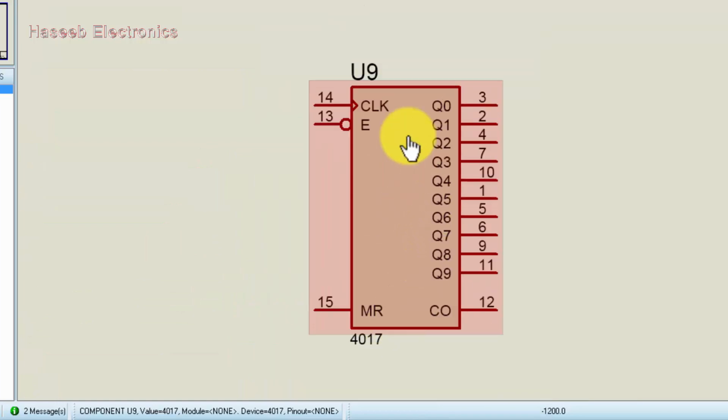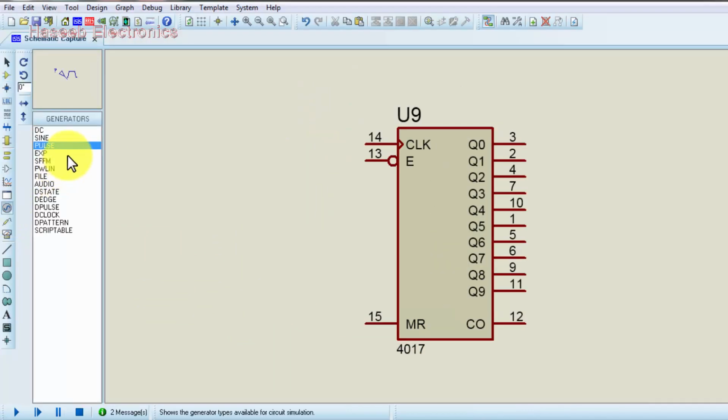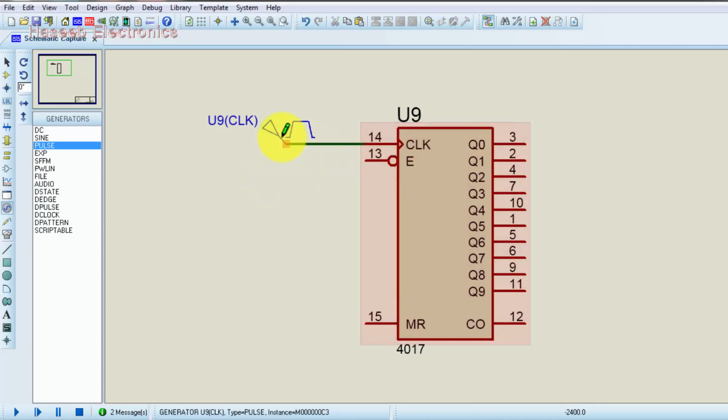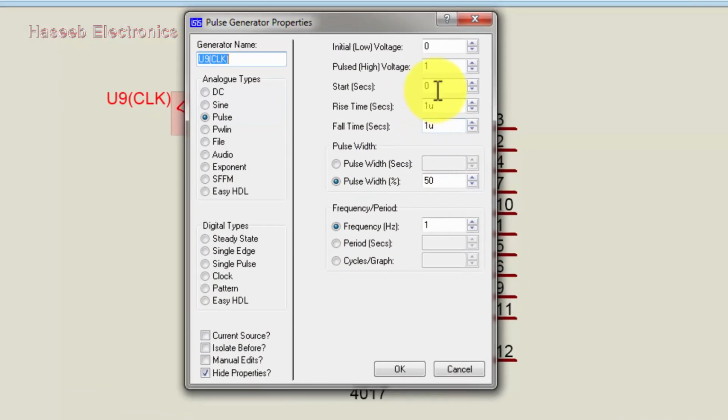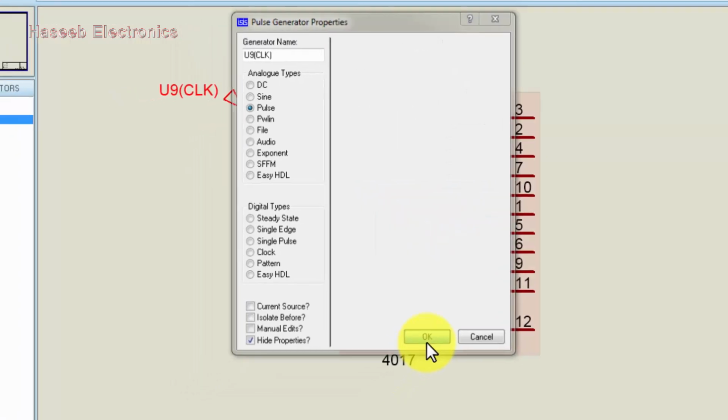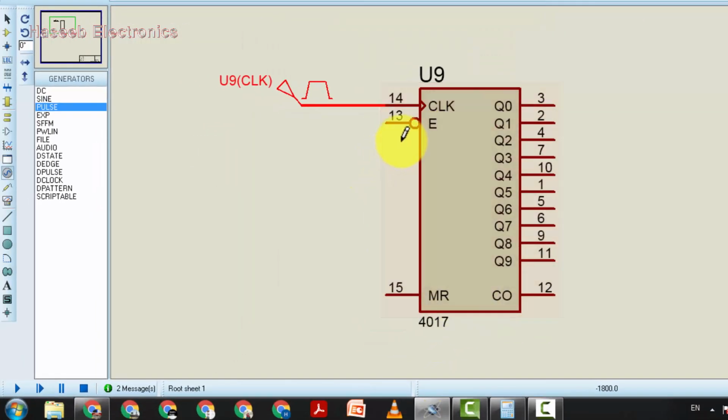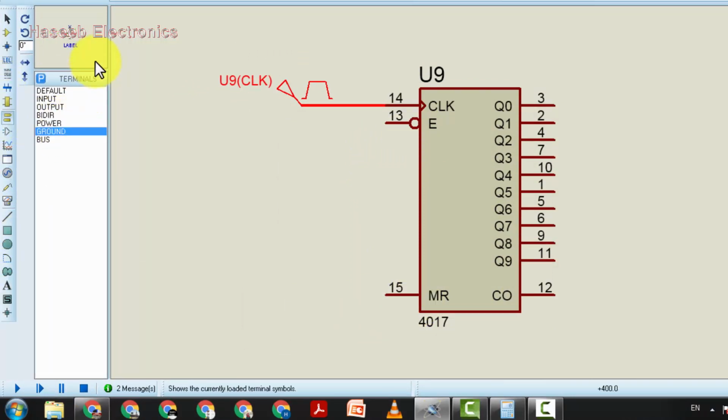CD4017? It is a decade counter. It has a clock in. You can give a clock pulse here, any pulse you want to count, and you want to set its amplitude in volts. Pulse voltage we can say 5 volt. Frequency we will use, for example, 10 Hertz. Okay, now we have enable pin, we have master reset, so we have to ground it, enable and reset, connect ground.